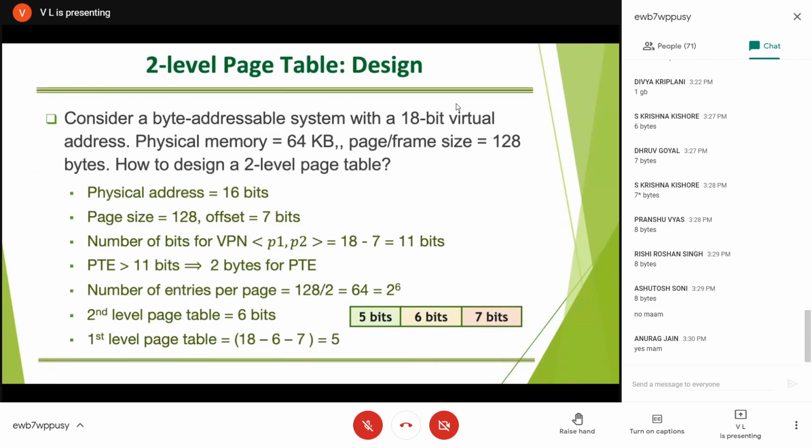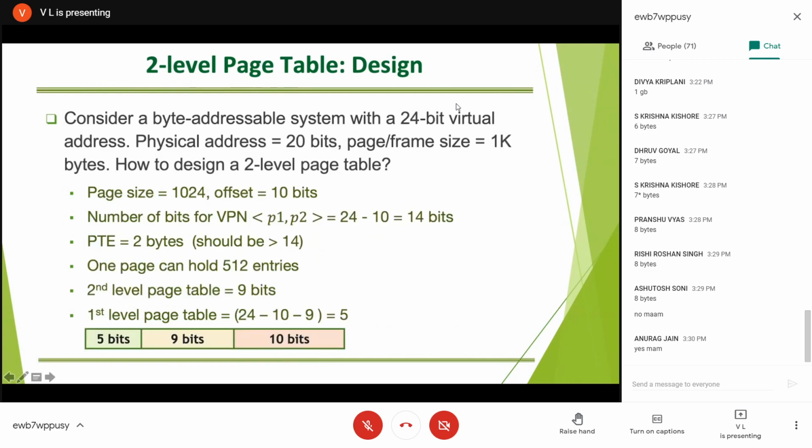Now, if you look at this address P1 and P2, we said that 18-bit was the virtual address. Out of 18 bits, 7 bits would be reserved for page offset. So the remaining 11 bits have to be distributed between P1 and P2. Okay, but that's part 1. Part 2, now the page table has to keep an entry about the physical address. Sorry, it will not be 11. Sorry.